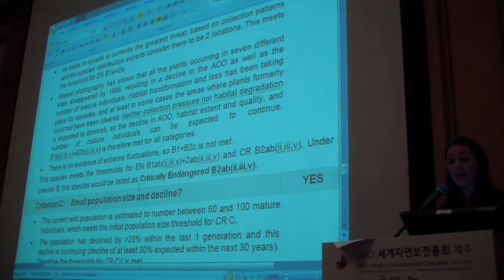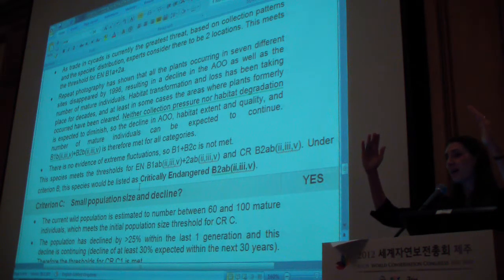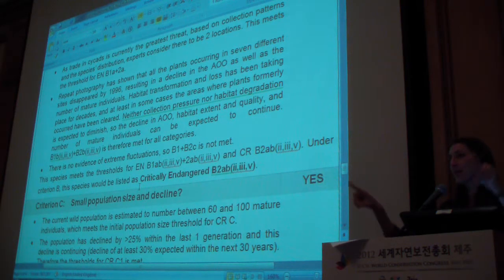Habitat transformational loss has been taking place for decades, and at least in some cases, the areas where the plants formerly occurred have been cleared. So that can be considered a continuing decline in the area, extent, or quality of the habitat, and this is expected to continue into the future. Some of you said 1, so B1 would be a continuing decline in the extent of occurrence. In the data given here, I don't know that there's enough information, because they say that the individuals have declined, but we don't know if the individuals that disappeared were on the outside of their range or also inside.